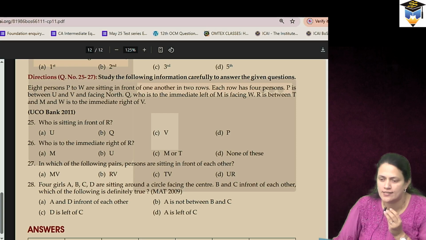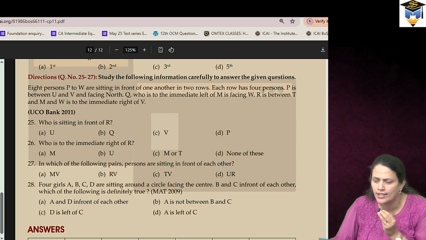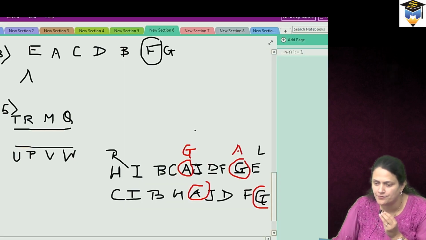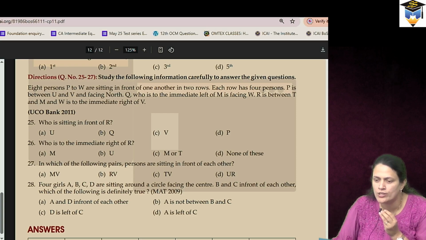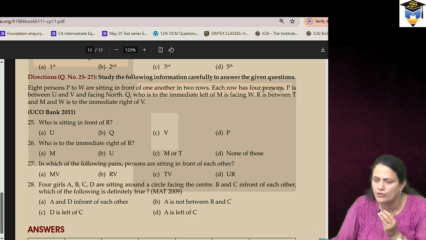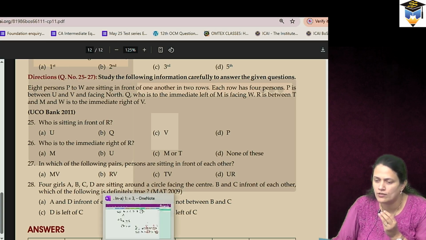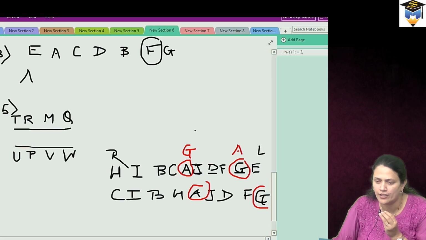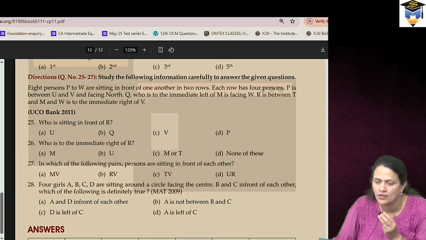So now let us answer the question. Who is sitting in front of R? P. Who is to the immediate right of R? M. Correct? Next, in which of the following pairs are persons sitting in front of each other? MV, RV, TV. MV. Next, four girls.